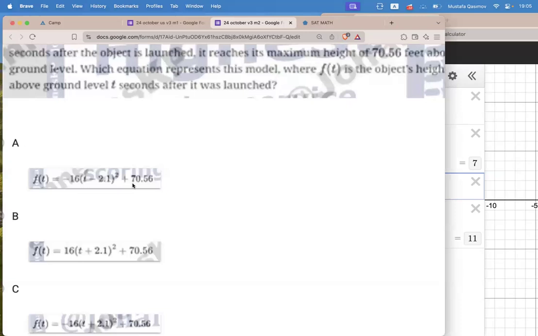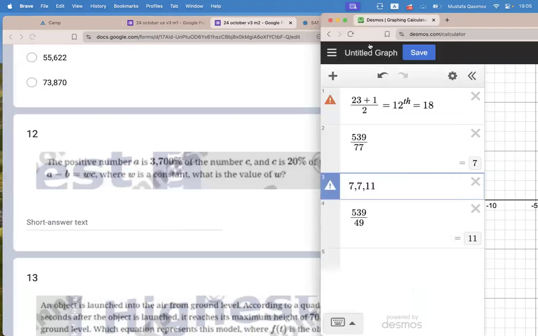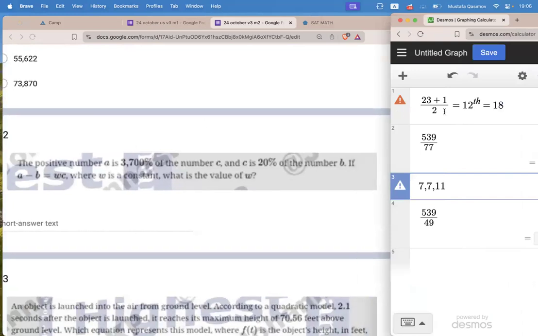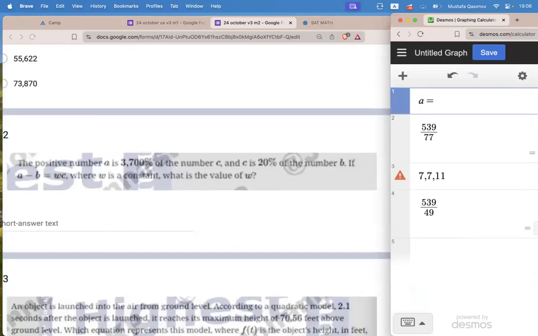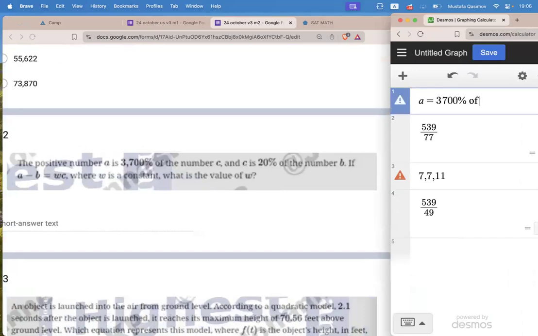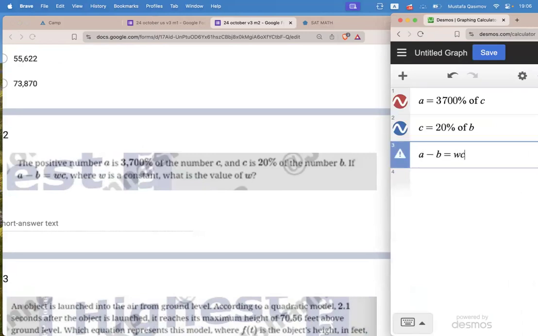Okay. A is equal to 37,000% of C, and C is equal to 20% of B. No. Yeah, actually you can do it like that.